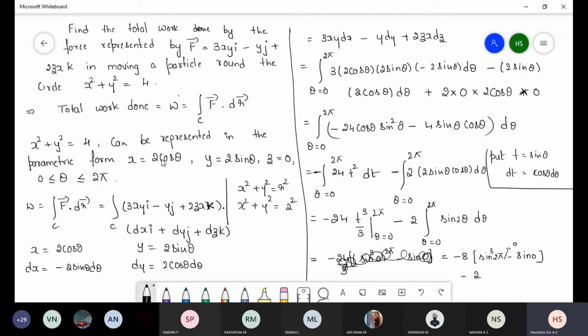Minus 2 into integration of sin 2 theta is minus cos 2 theta divided by 2. The 2 will get cancelled, 0 to 2 pi. So minus into minus plus, cos 4 pi is 1. Again cos 0 is 1. When applying the lower limit, first we have to put minus, then substitute the value. So cos 0 is 1. In total we get the answer 0.